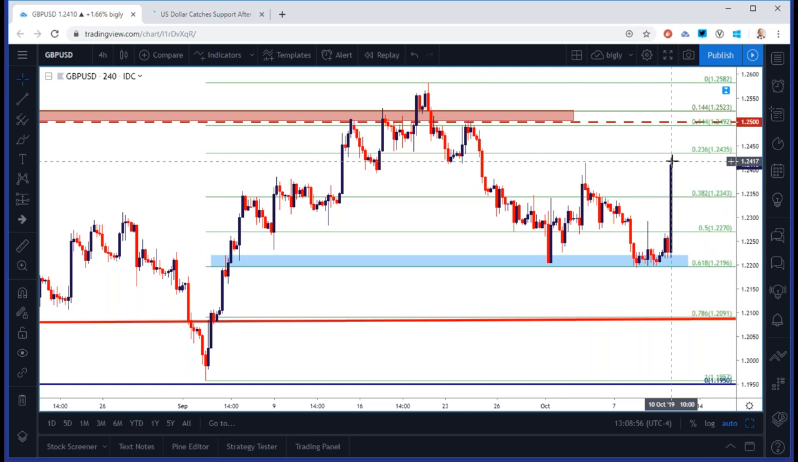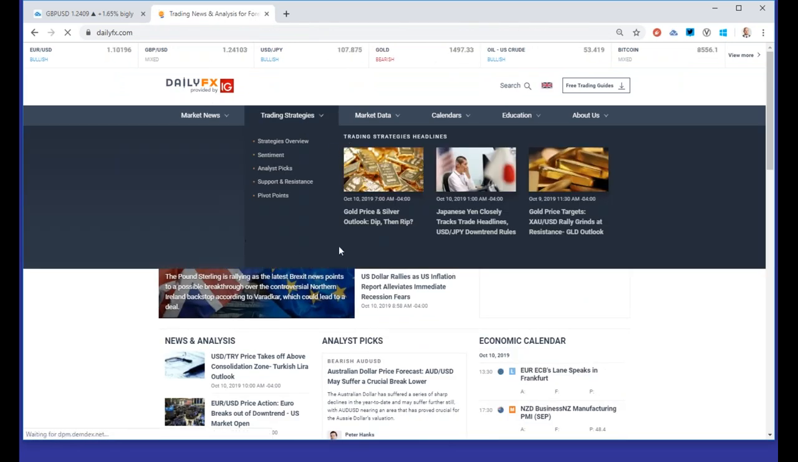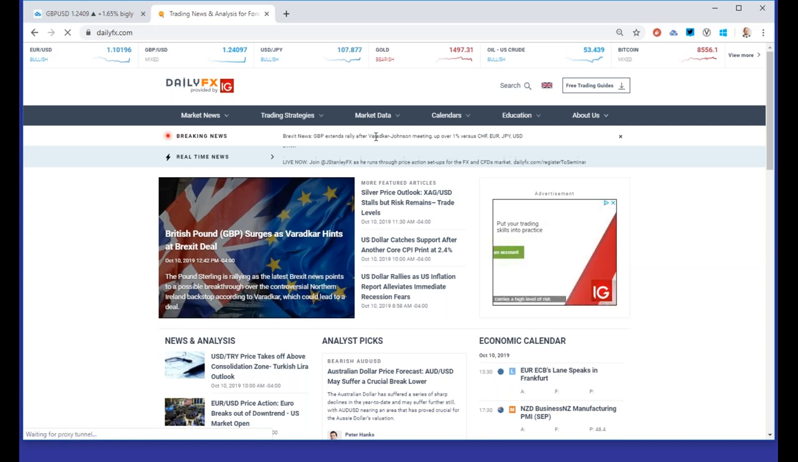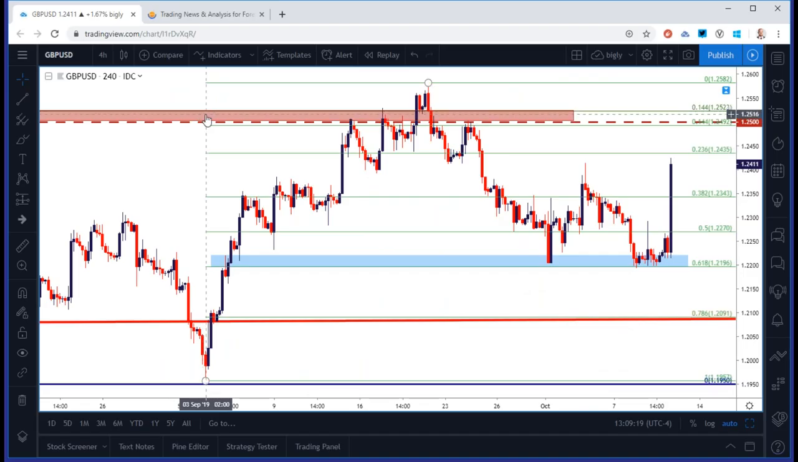And as you can see today, the British pound has been on an absolute rampage. And sure, there's a couple of headlines that I could share with you. As a matter of fact, if we just scan over to DailyFX real fast, I bet we're talking about some of them. There we go. Breaking news, GBP extends after Varadkar-Johnson meeting, up over 1%. I mean, this thing's just continuing to run. Oh, there we go. They're even on the top headline right now, right? But I'm never going to be able to predict that stuff, right? So I don't even try.